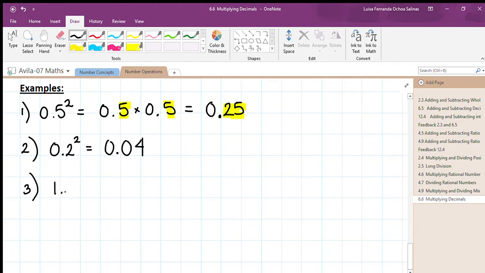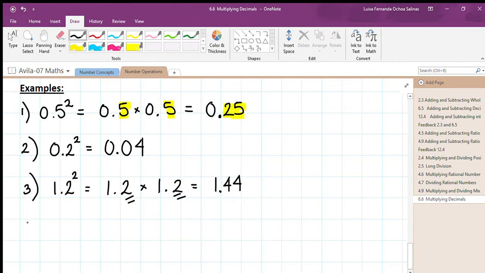1.2, squared. So now I have to think about, okay, I'm going to write this one down, 1.2 times 1.2, which I know is going to be 144. Why? Because 12 times 12 is 144. How many decimal places do I need? 1 and 1, so 2. Then my answer is going to be 1.44 or 1 and 44 hundredths.